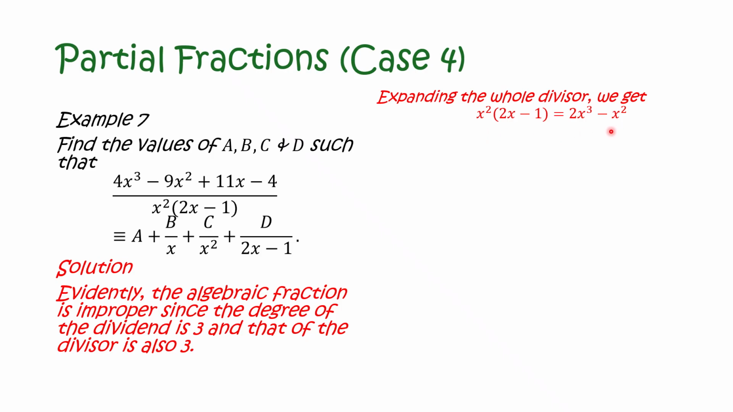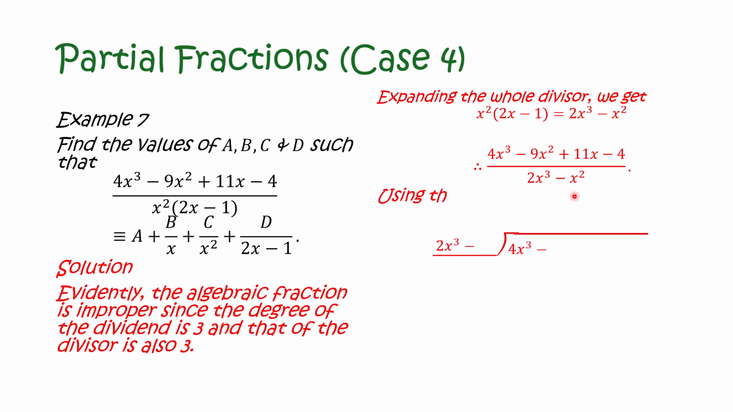We are going to have 2x cubed minus x squared. Therefore, it means that we are going to have our algebraic fraction given in that way. Fine, that was the first part. Now, we did that because we would need to divide with the whole denominator.